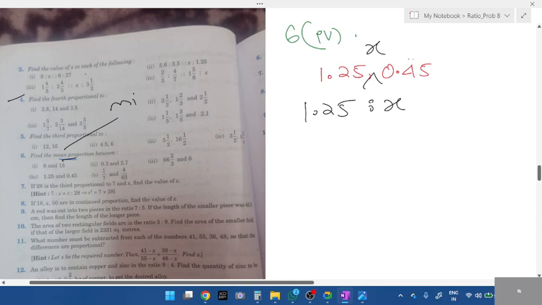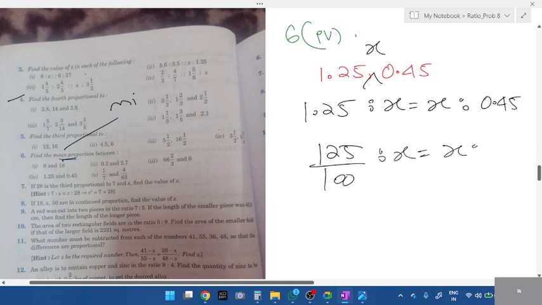But how many terms are there now? 3 or 4? But this middle term, whatever is there in the middle, you have to split, write it how many times? Twice. So 125 by 100 is to x is equal to x is to 45 divided by 100.